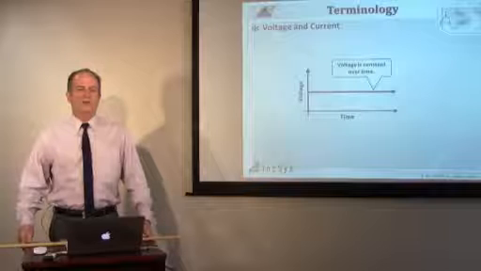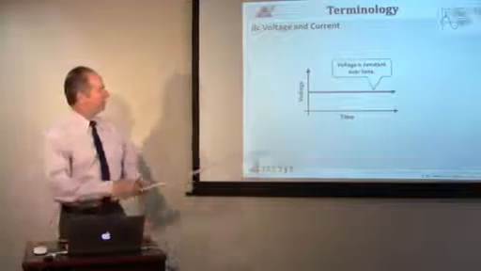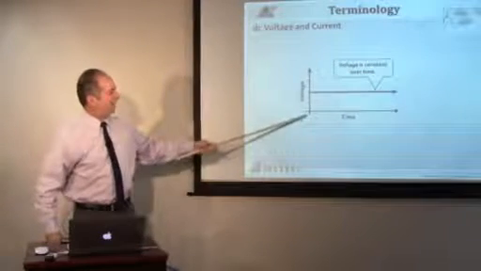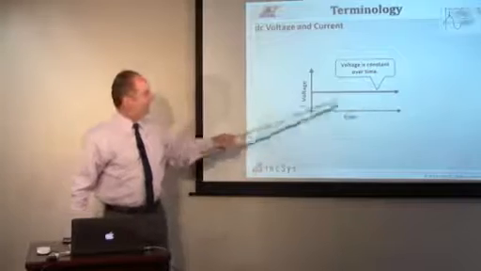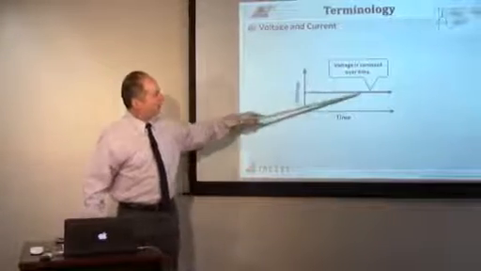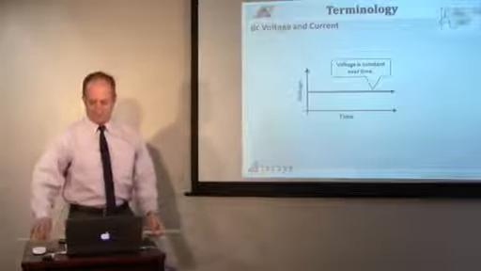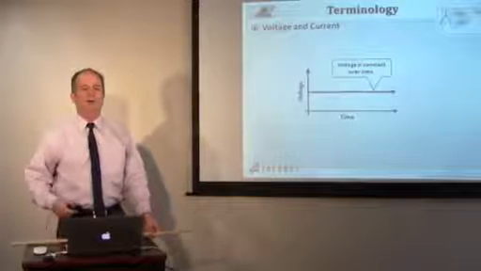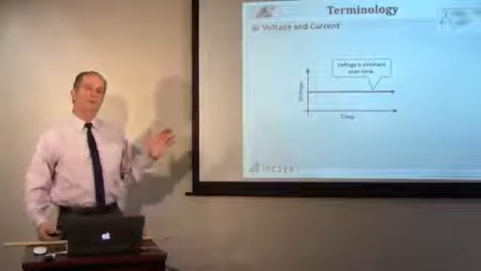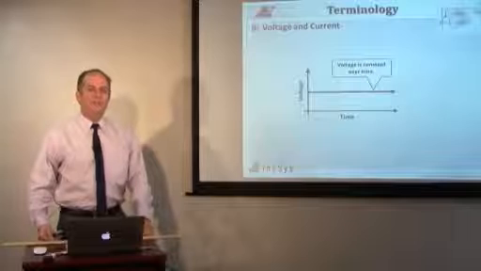Okay, now let's talk about DC voltage and current. Here's a graph that shows voltage here on the side versus time. And the voltage is constant. This would represent a battery. A battery is constant voltage. And maybe when a battery wears out, it drops down in voltage, but the voltage here is constant.